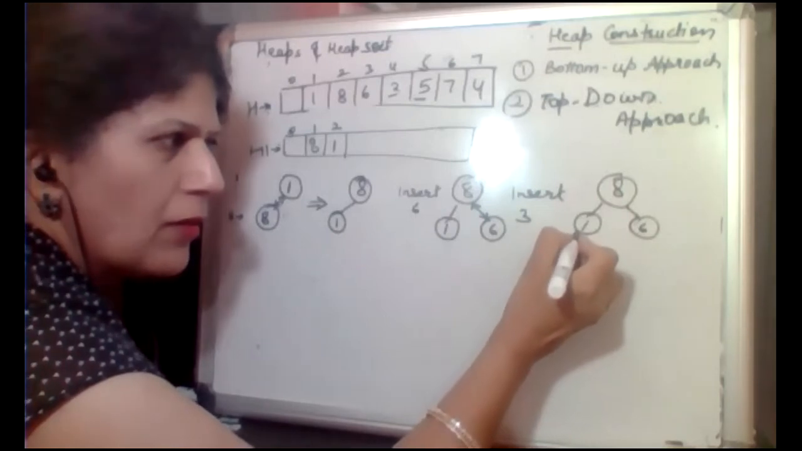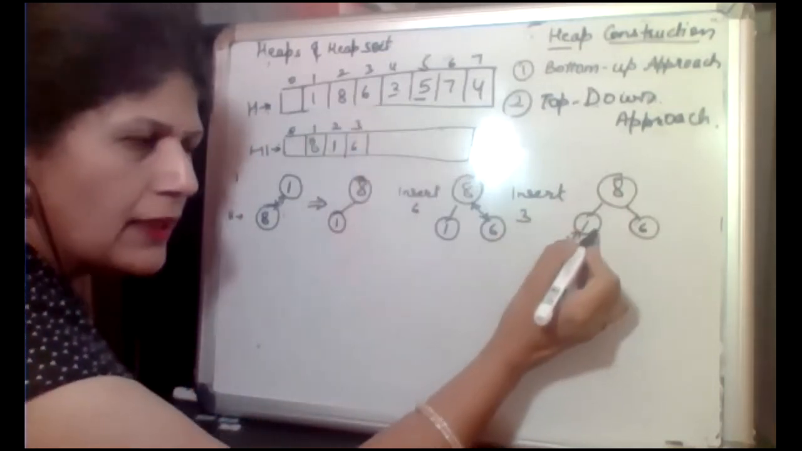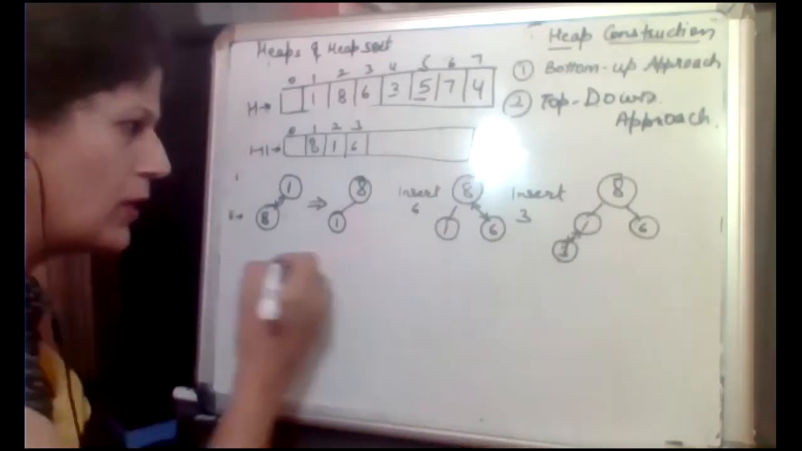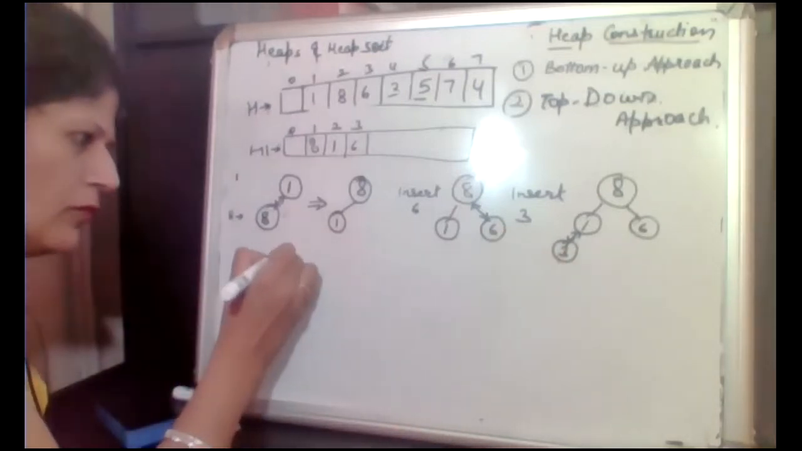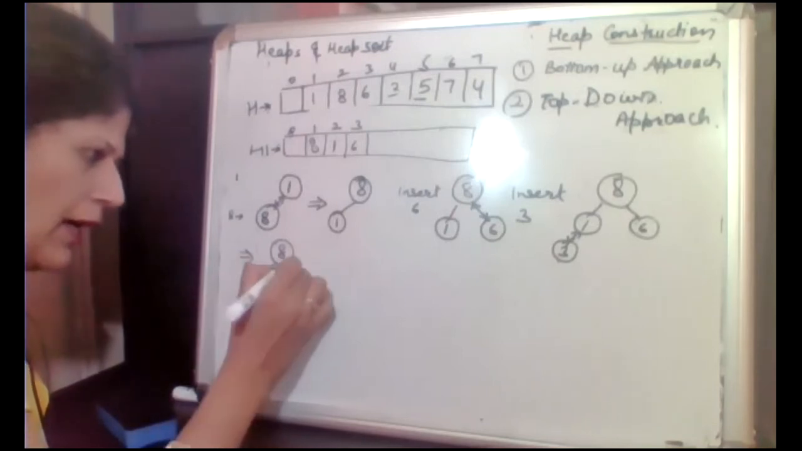So 3 will be compared with its parent node value. That is a greater value, so it will be swapped. This will result in 8, 3, 1, and 6.